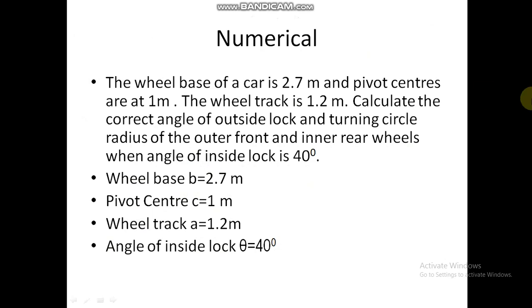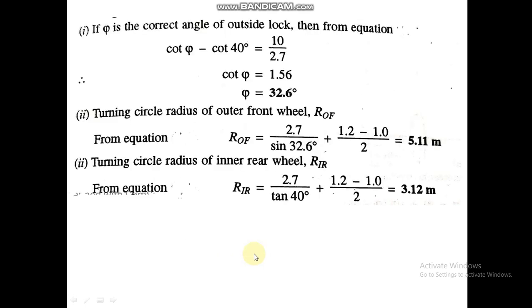What we have to find is the outside lock angle and turning circle radius for outer front and inner rear wheels when the angle of inside lock is 40 degree. So the angle of inside lock, that is theta, is 40 degree given to you. So you have to find out the angle of outside lock. So how will you calculate? You have to calculate phi.